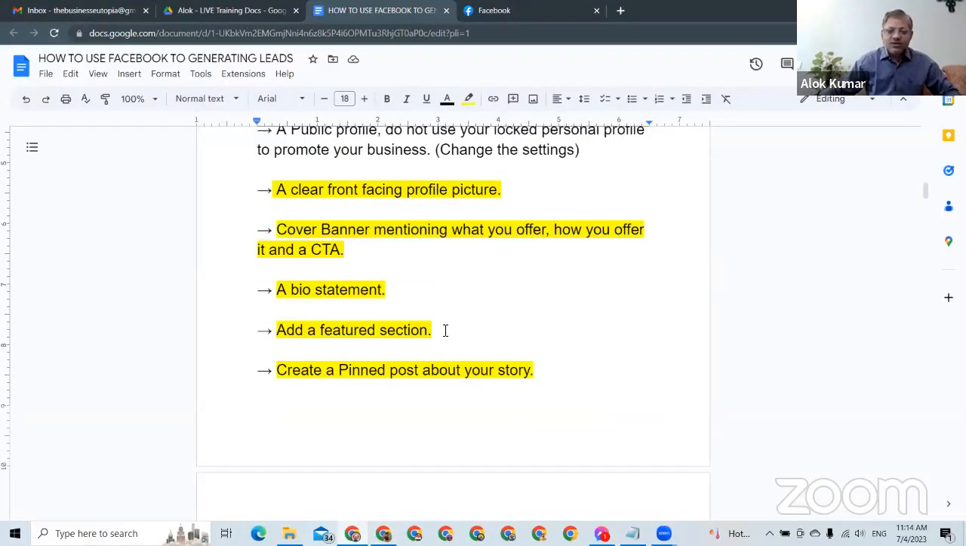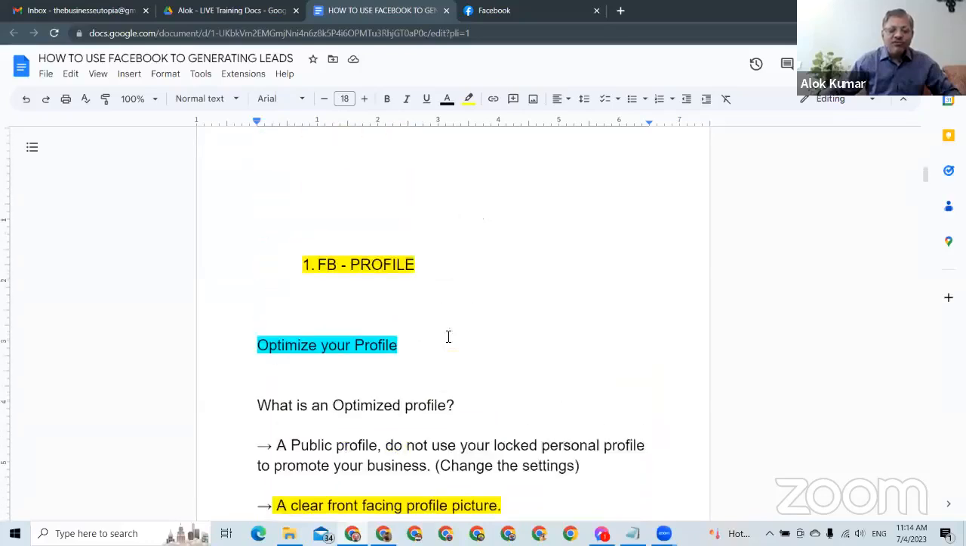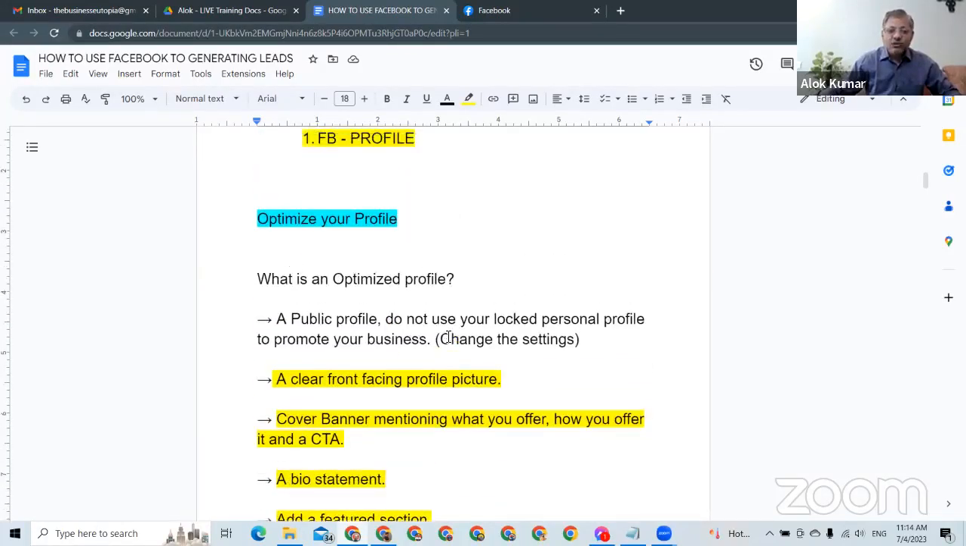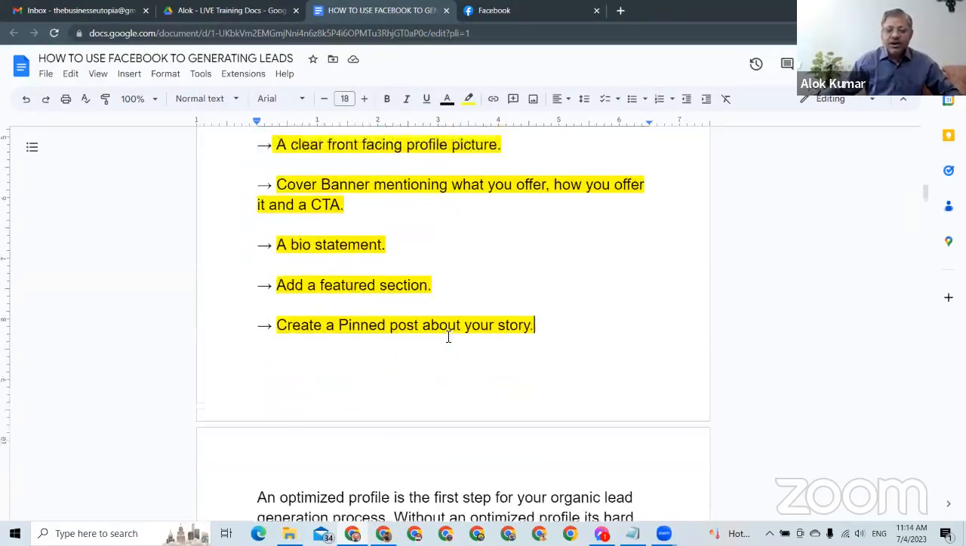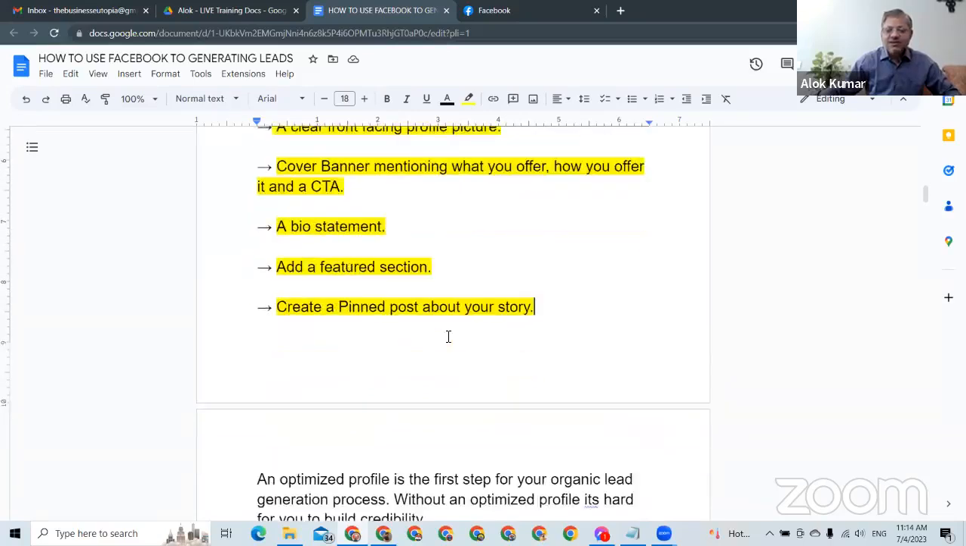Okay. So now you understood the power of the profile optimization, right? And how you have to do it. So I have shown it literally by doing it on my Facebook profile, and you need to also do the same. Now moving next.